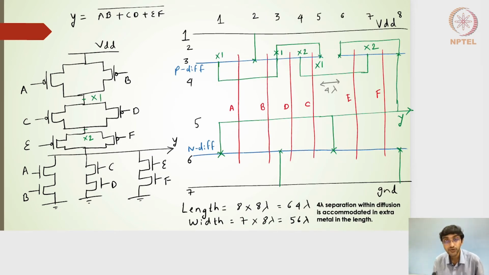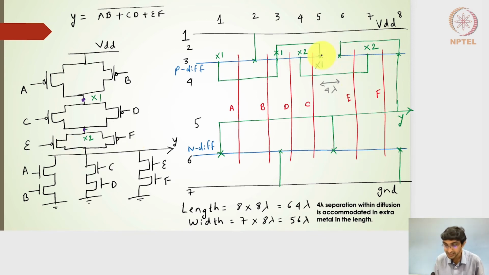I will now draw the stick diagram where the order of the polysilicon gates is A, B, D, C, and then E and F. The A, B, D, C part will remain the same; it is very similar to what we saw in the previous case. E and F are very interesting. I now have the node X1 here, and I have written the X2 node here. Then I have to draw the E and F polysilicon gates.